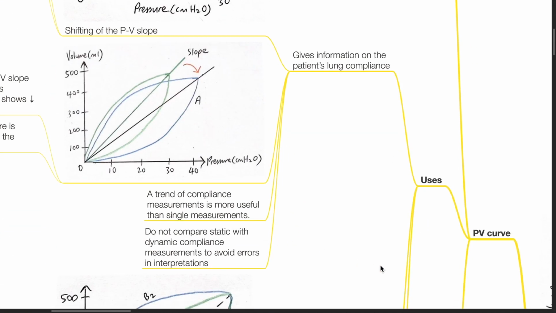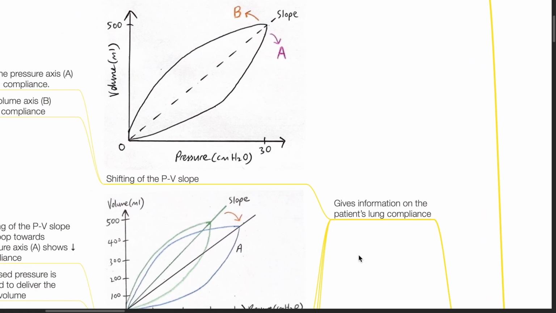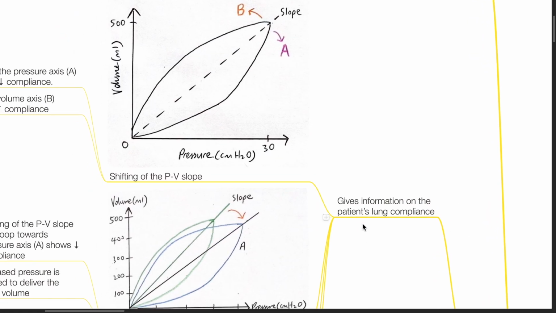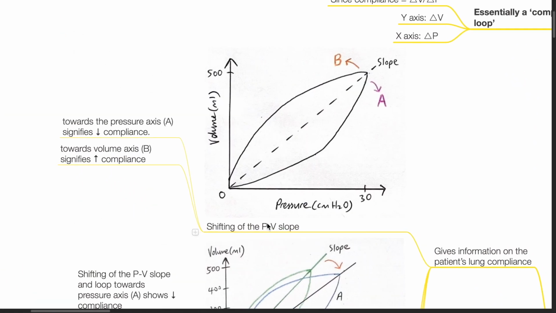Uses of the PV curve. It gives information on the patient's lung compliance. For example, shifting of the PV slope. It will shift towards pressure axis A when there is decreased compliance, and it will shift to volume axis B when there is increase in compliance.